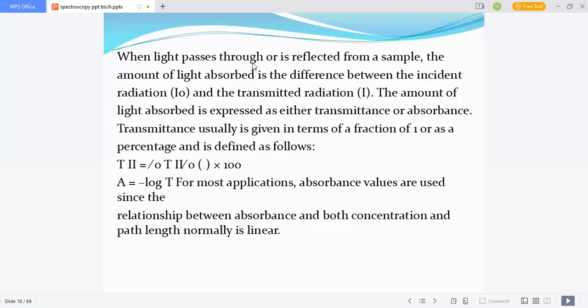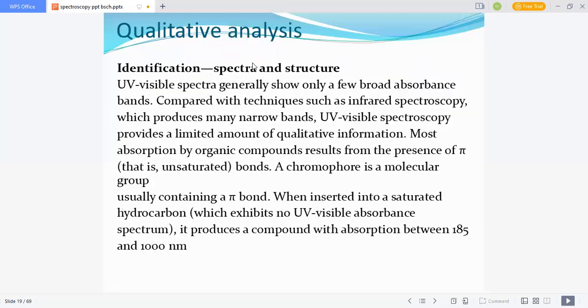A is equal to minus log T. For most applications, absorbance values are used since the relationship between absorbance and both concentration and path length normally is linear. Next one, qualitative analysis.